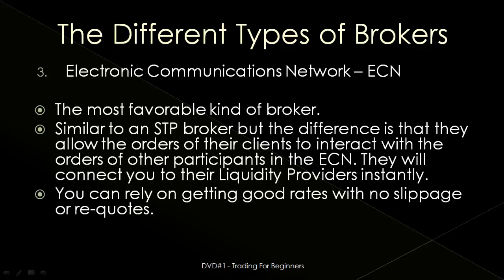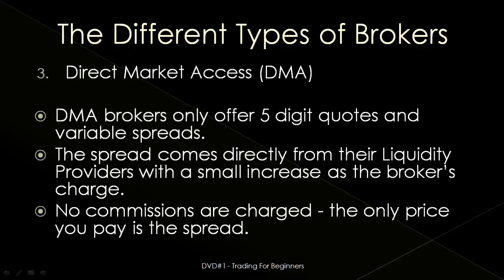Next, let's take a look at the final type of non-dealing desk broker. This is the direct market access or DMA type of broker. DMA brokers only offer 5-digit quotes, and they do have variable spreads. The spread comes directly from their liquidity providers with a small increase as the brokers charge. No commissions are charged, and the only price that you pay is the spread. With the DMA broker, the spreads which are received directly from the liquidity providers are then compared, and the lowest available spread is then presented to the trader.